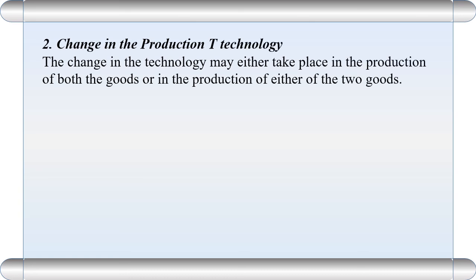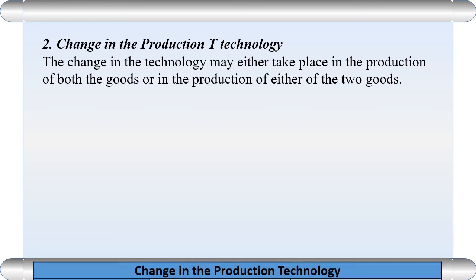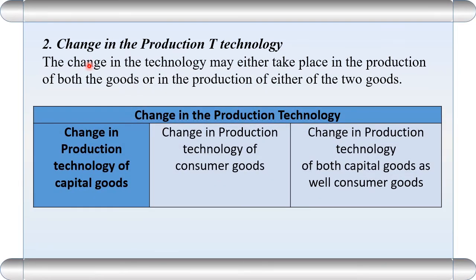Now let us see what will happen when there is a change in the technology. The change in the technology may take place in the production of both goods. We know that we are manufacturing two goods, capital goods and the consumer goods. Suppose there is a change in the production technology of capital goods, then let us see what will happen. Suppose there is a change in the production of consumer goods, then let us see what will happen. Then suppose there is a change in production of both capital and the consumer goods, then let us see what will happen.